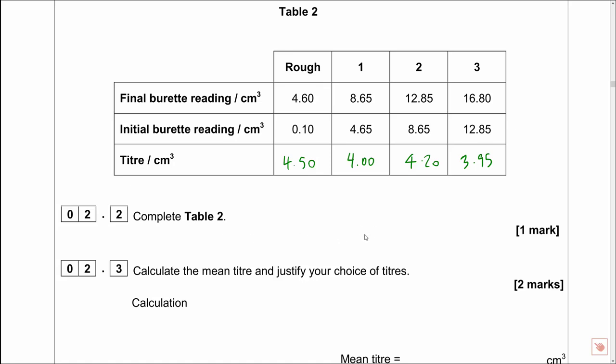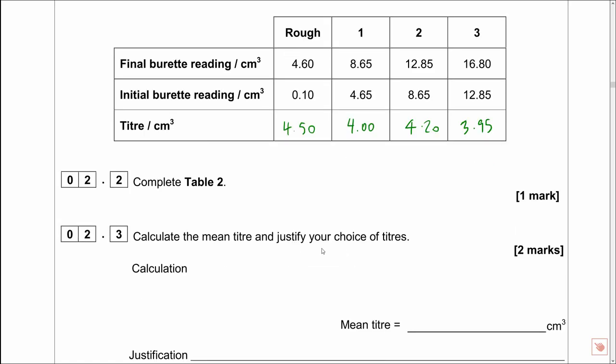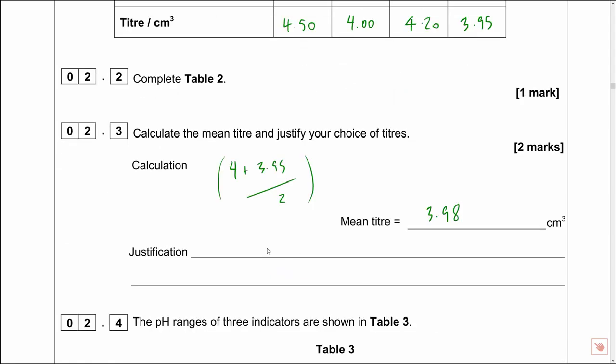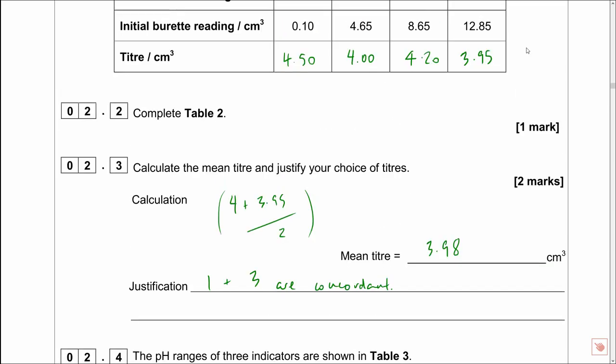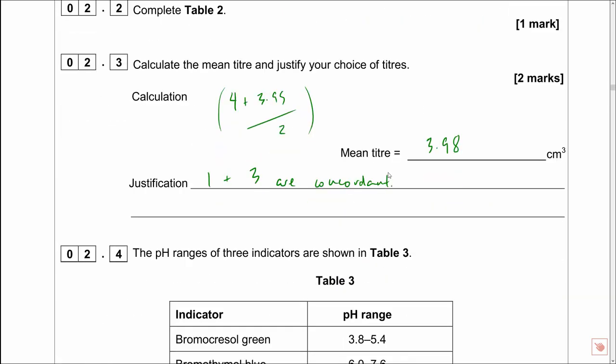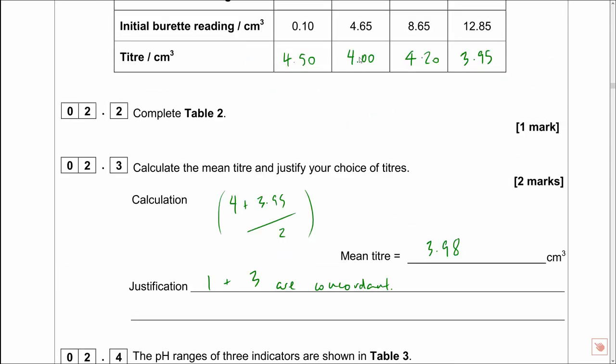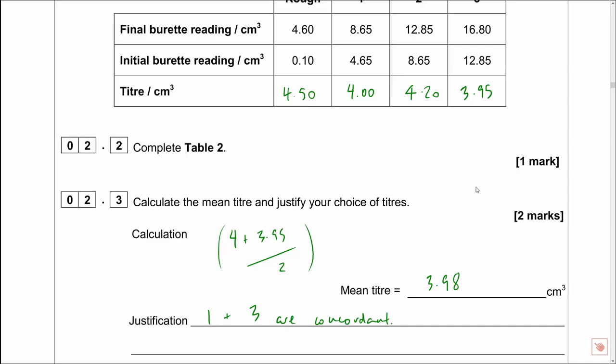Okay, which one would I choose? I'd probably choose 1 and 3, I think. So I'd go 1 and 3. 4, add 3.95, divided by 2. So my mean titre would be what? 3.98, rounded. Justification, they're concordant. They're within 0.1 of each other. So there we go. Nice and easy. Ignore those two because they're not quite accurate enough. Or, well, those two could be the least accurate as well. It doesn't matter. Use the data that's given.